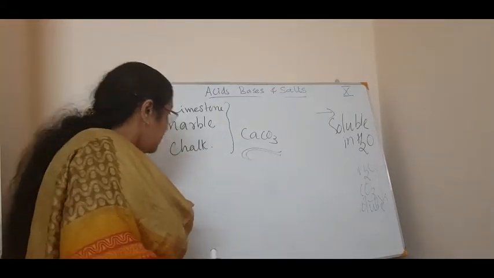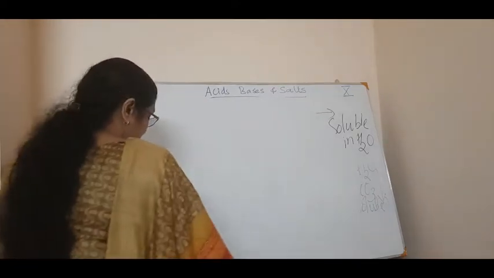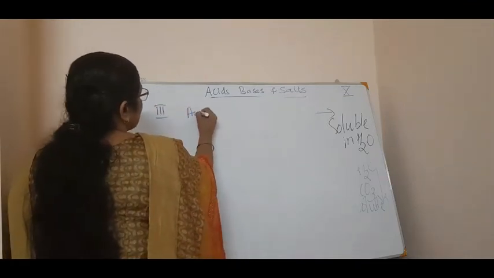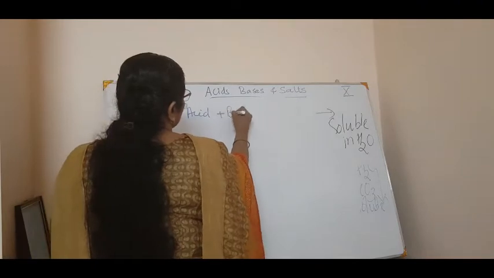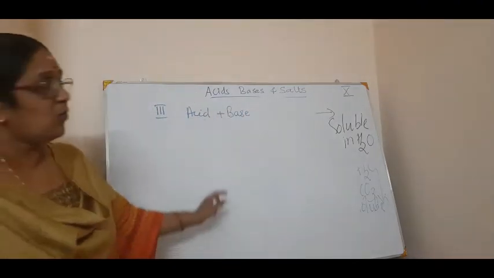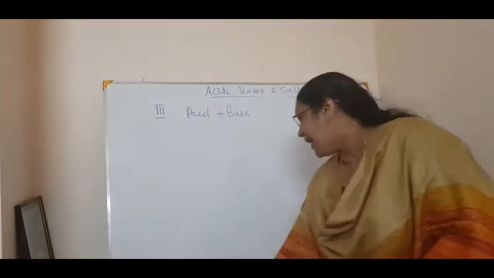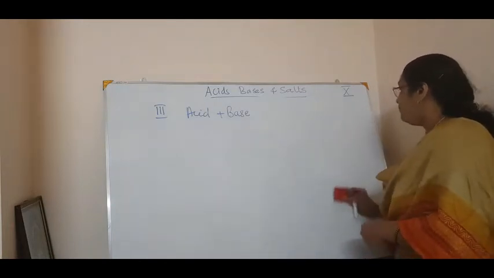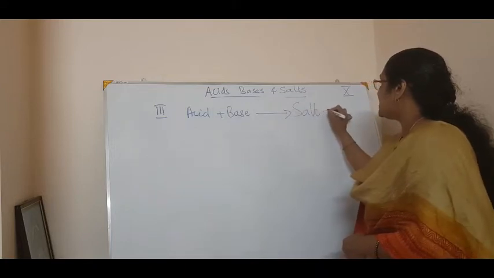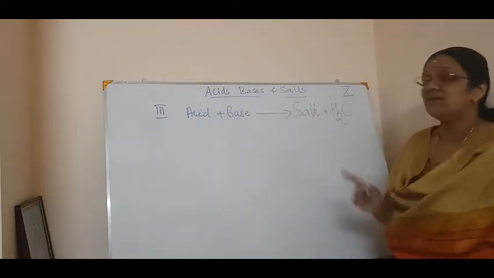Now going to the third reaction, which is a very important reaction. The third reaction is the reaction between acid and base. Now what is the reaction? Generic reaction with acid and base. An acid reacts with a base to form what? Salt and water. Okay. An acid reacts with a base to form salt and water.